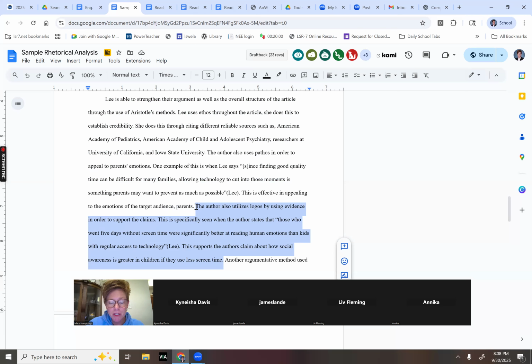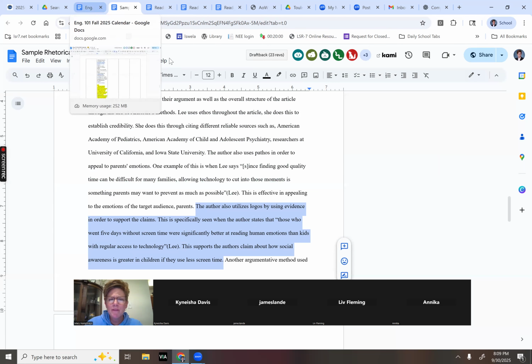And I love their explanations. They give me the quote and then they say, this supports the author's claim about how social awareness is greater in children if they use less screen time. So again, the first part is simply reading the article and being able to pick out the ethos, pathos, logos. The next part is translating it into written format and saying, this author uses this, here's an example of it, and here's why it matters. That's an important structure to follow as you are analyzing your selected article.